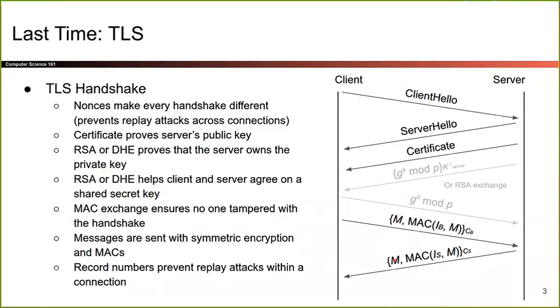And finally, someone could try to replay a message within a connection. So they see a message, record it, and then resend it over and over. And to prevent that, we use record numbers inside of the encrypted packet. So they're not quite sequence numbers because they're encrypted and they're used for security, but the idea is kind of the same. So different messages have different record numbers.